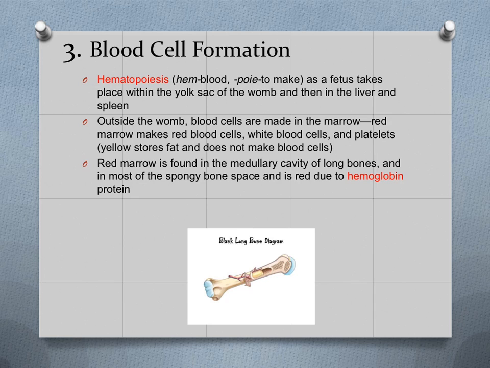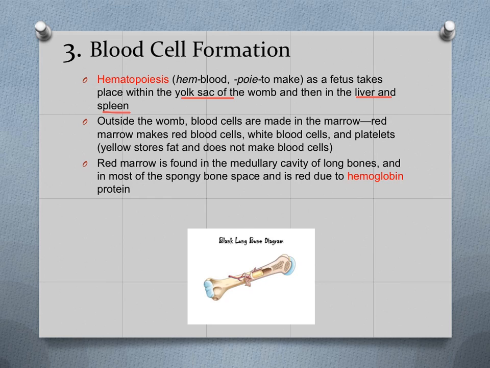The third function, which many people don't know about bones, is that they are responsible for the creation of new blood cells. The making of new blood cells is a process called hematopoiesis, and it basically means to make blood. When we are in the fetal stage, before we're actually born, there is a yolk sac early on, and then our liver and our spleen take over this job. But once a person is born, the blood cells are made and produced inside of long bones.